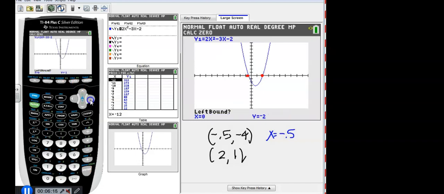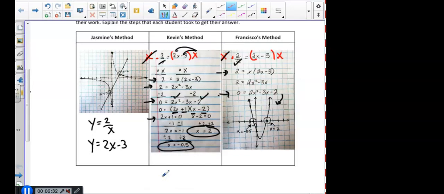We can do the same thing for the other zero or root or x-intercept. We're going to move our cursor to the left of the x-axis and hit enter. We're going to move it to the right, enter, hit enter again. So our other zero is x equals 2. Notice that for all three of these individuals, they are getting the same x values: x equals negative 0.5 and x equals 2.